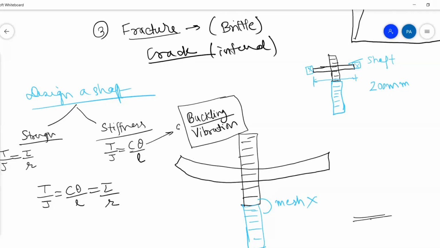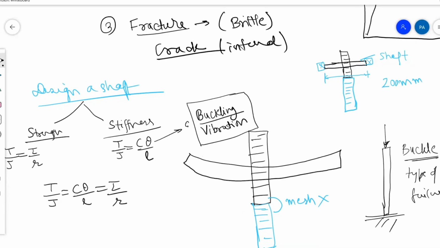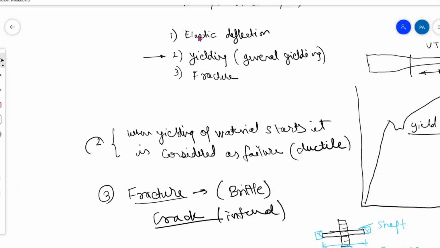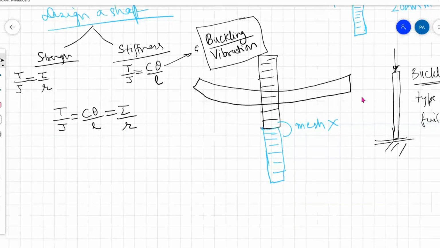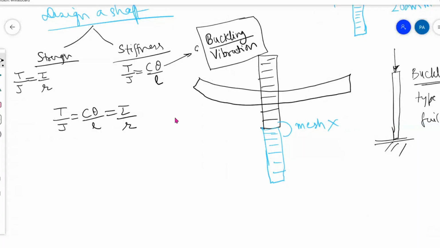For example, consider a column. This is a column, and when we apply force on this, it may buckle. So buckling is also a type of failure. You can see there can be buckling of this column, and this buckling can happen because of the elastic deflection. There is deflection, and that is elastic. Elastic deflection means it comes back to its original position after the load is removed. So there is deflection, and that is buckling. In such cases, we will consider that the material has failed.